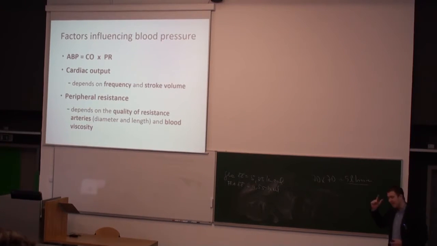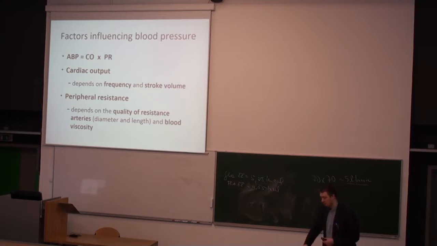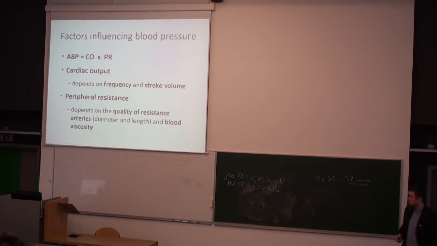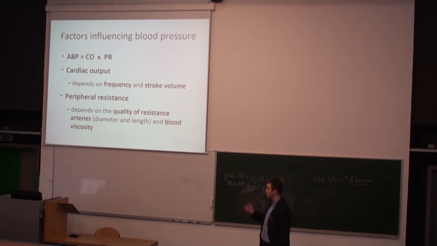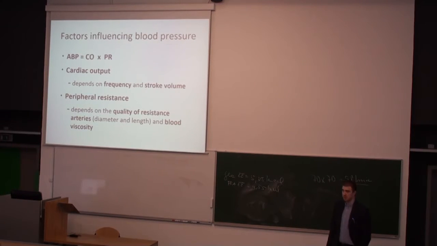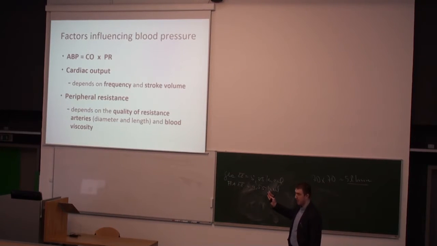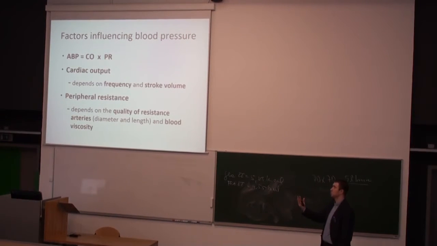That's the first thing. Second thing is the peripheral resistance. The peripheral resistance is dependent on two factors also, and that's the quality of resistance arteries. That means especially their diameter and the length, and the characteristic of the blood, of the liquid, that's the viscosity. And right now we will go through all these factors and we will describe them, and I will try to show to you how we regulate it in the physiological manner.